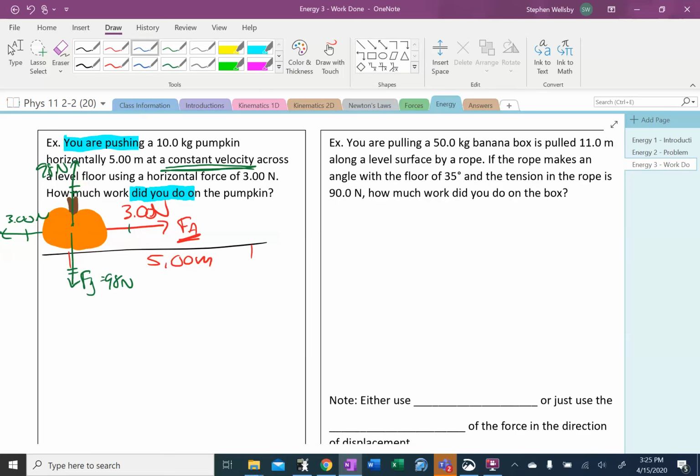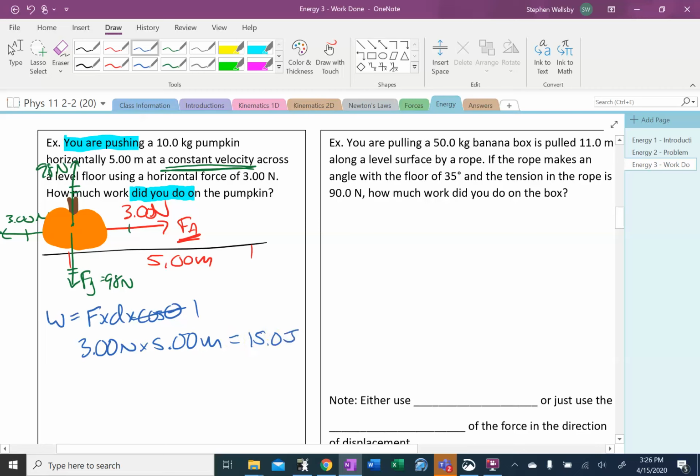Okay, if you're back, fairly straightforward calculation. You probably didn't need to pause for that long. Work is going to be force times distance times cos theta. Again, you don't really need to worry too much about the cos theta if you think about the fact that it's going to move to the right and you're applying a force to the right. And if you're both going in the same direction, this just becomes 1. So it's just going to be force times distance. Again, that's 3.00 newtons times 5.00 meters, which is going to be 15.0 joules. That is how much work that you did.